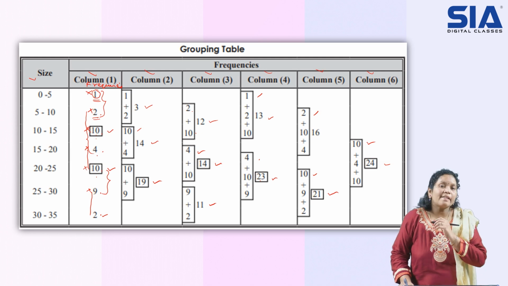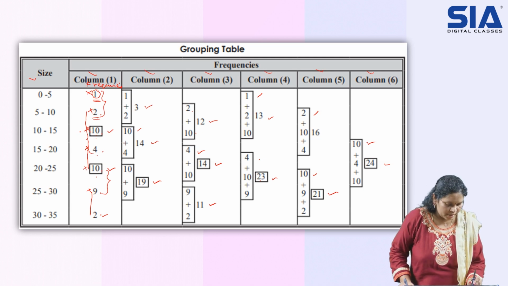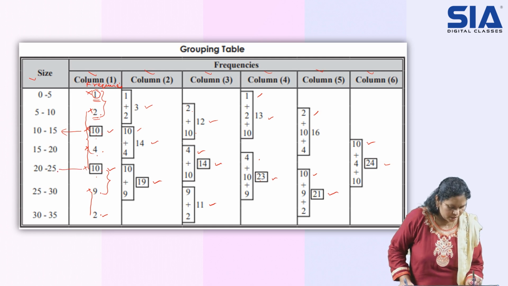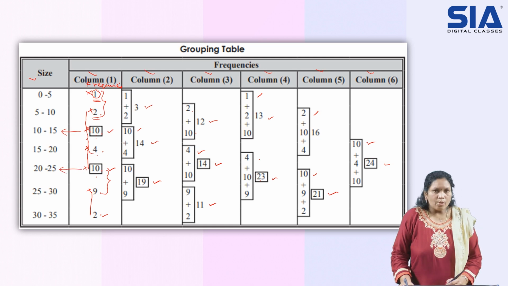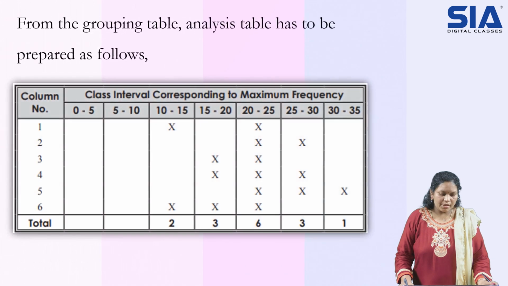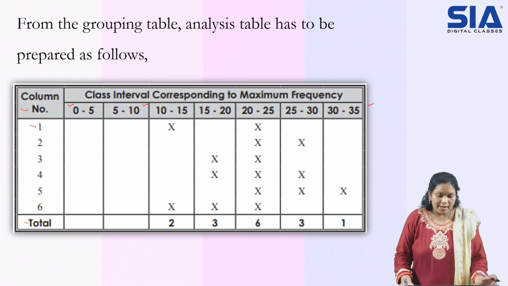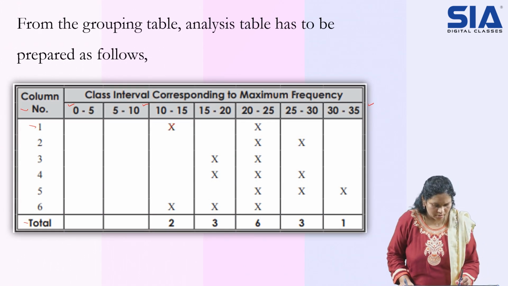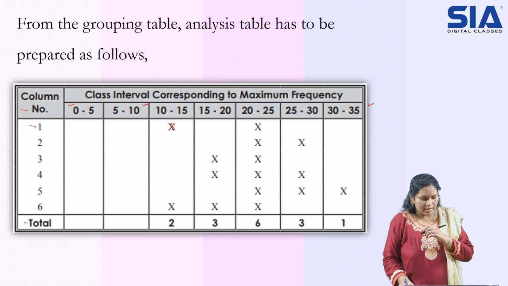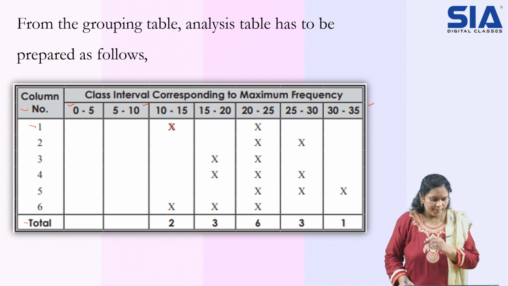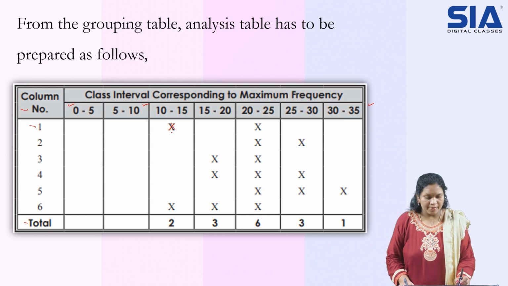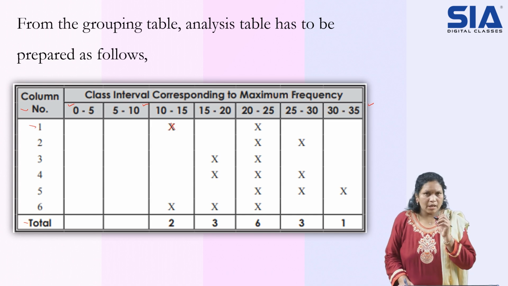That 10 for which class intervals we have? Check it out. We have for class interval 10 to 15 as well as 20 to 25. Now in analysis table we need to identify them. So 10 to 15 make a cross mark. Okay. We had the 10 in that particular class interval. So the first column 10 to 15 class interval has been identified, the highest value. So make a cross mark over there.